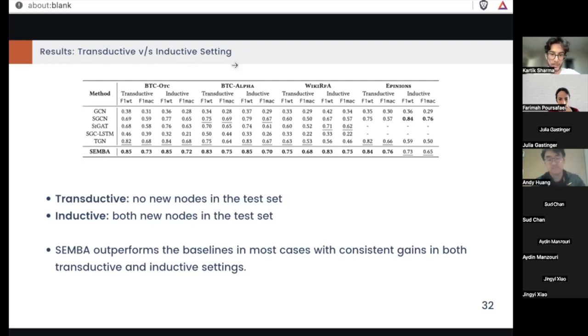Except for the last column, which is still bizarre, there are significant gains in both inductive and transductive settings for Semba. But interestingly, SGCN performs well on Opinions in the inductive setting, which was very peculiar, because SGCN is not a temporal model, and in an inductive case where both nodes are new, it's not clear why that would happen.